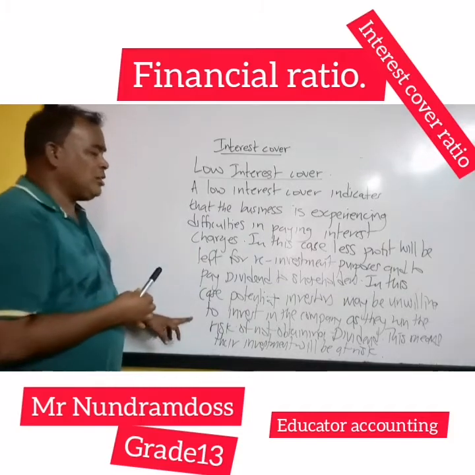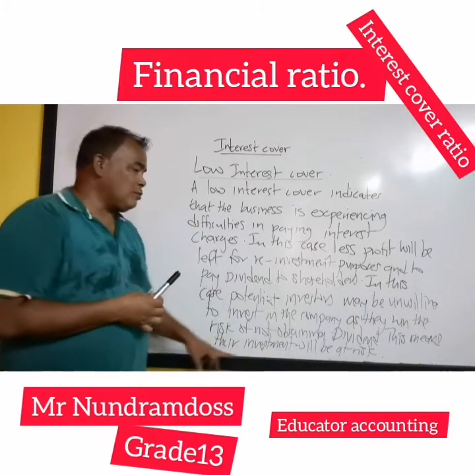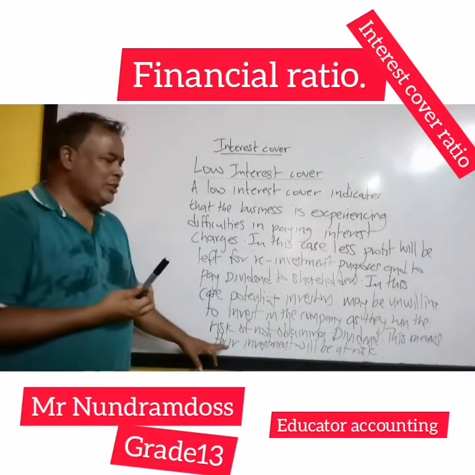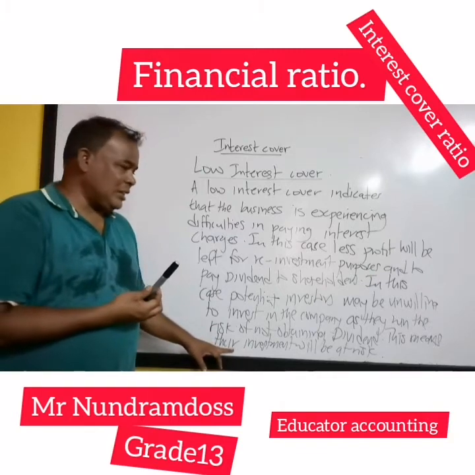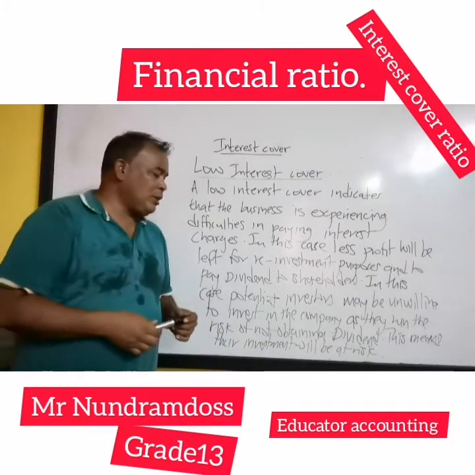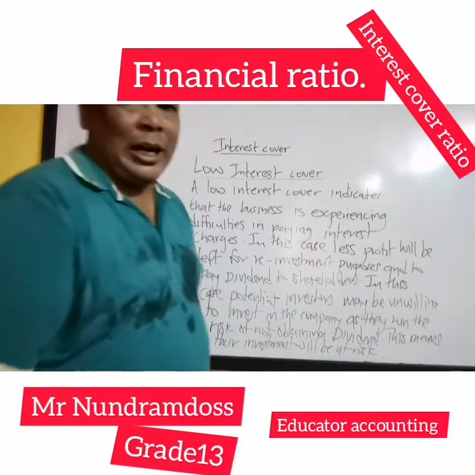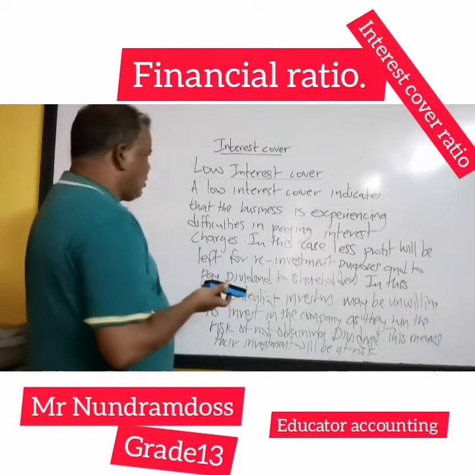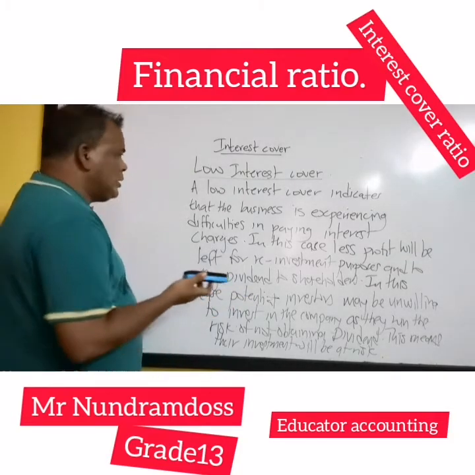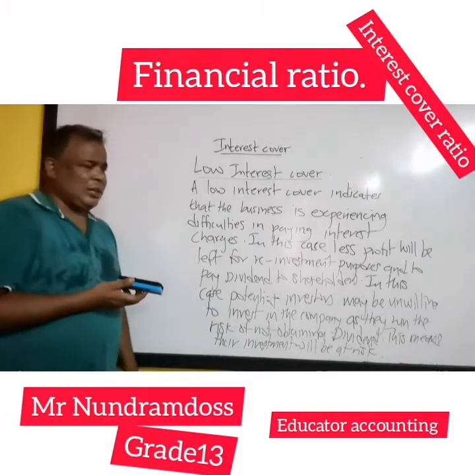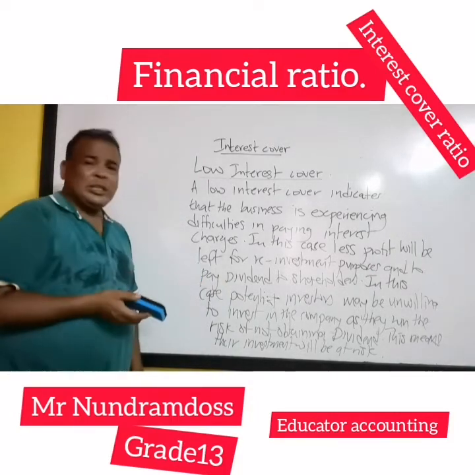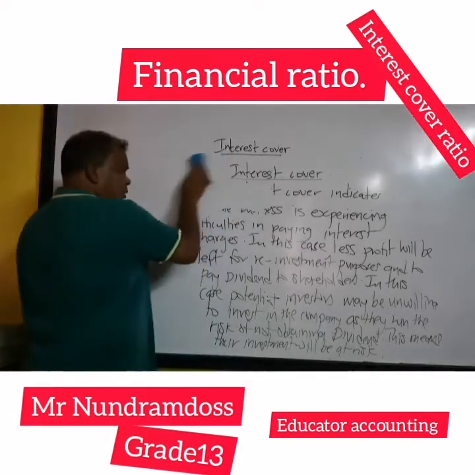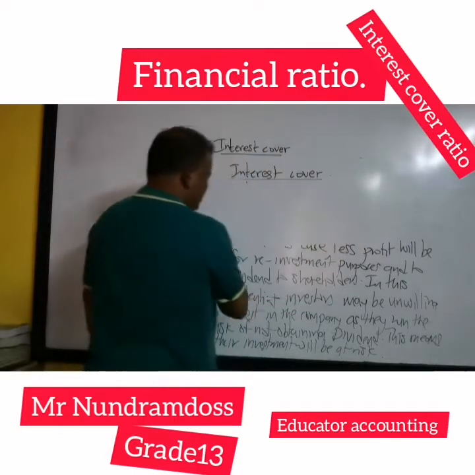In this case, potential investors may be unwilling to invest in the company as they run the risk of not obtaining dividend because less profit will be left to pay dividend. Most of the profit will be used to pay interest charges. This means that their investment will be at risk. So in case a company has a low interest cover, the shareholders will be unwilling to invest in their business because they run the risk of not obtaining dividend. Now let's see higher interest cover.